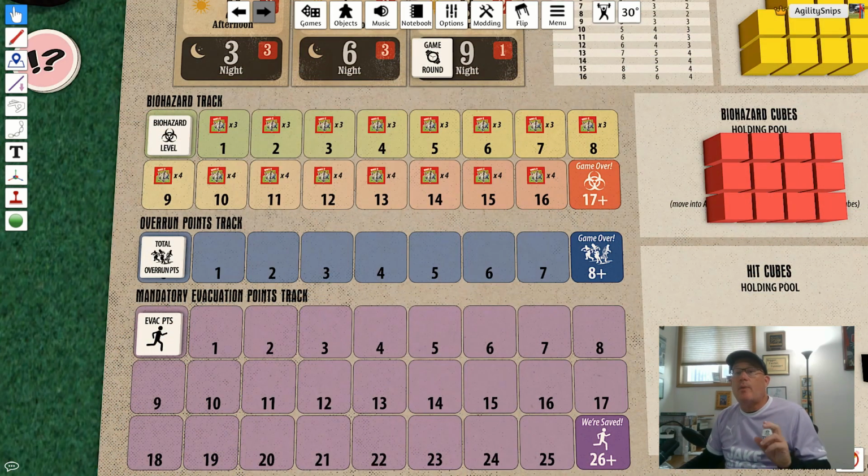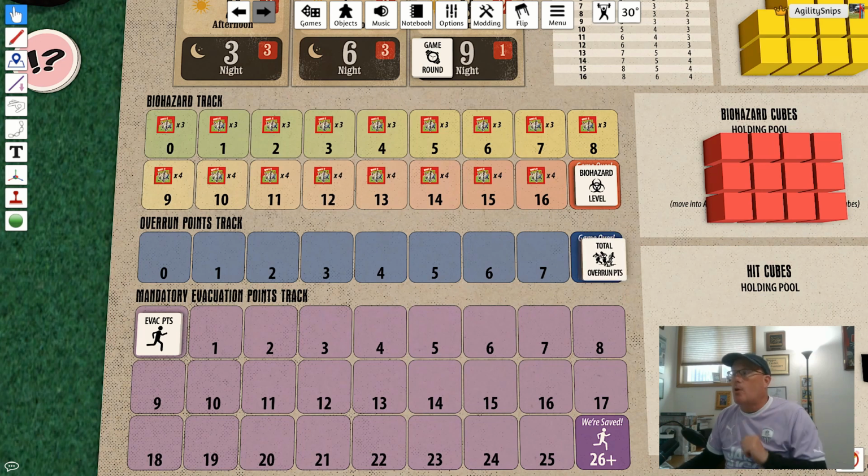Finally, let's talk about winning and losing the game. There are 3 ways that you can instantly lose the game, which means you lose the game the moment it happens. The first 2 we've already talked about. One is that if the biohazard level reaches this 17 plus base, the moment that happens, you immediately lose. The players immediately lose the game. The second, similarly, is if the total overrun points reaches the 8 plus marker on this track, at which point the players immediately lose the game.